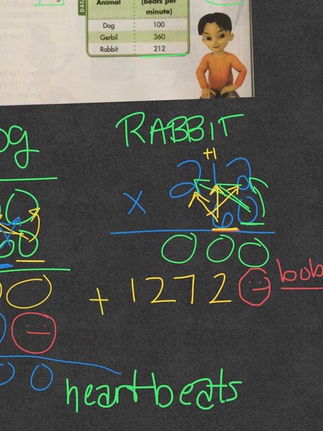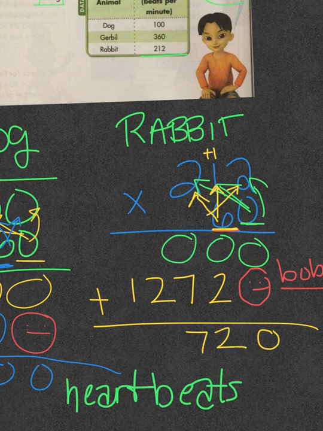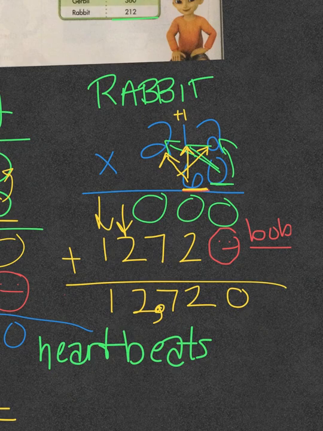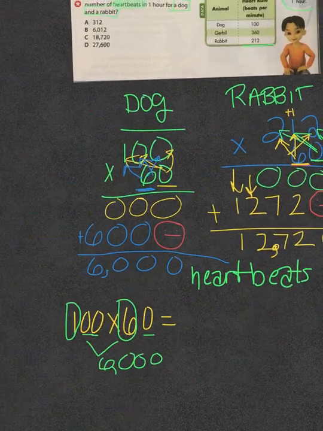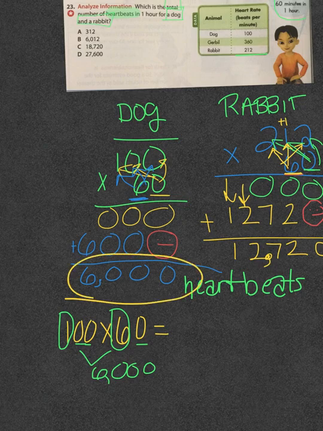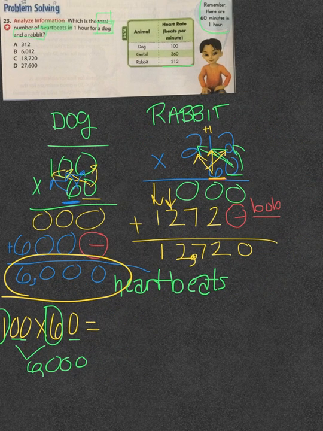Okay, so now we can add those bad boys together. 0 plus 0, 0 plus 2, 0 plus 7. 2 comes straight down, and the 1 comes straight down. My commas here. So I have 12,720 heartbeats for the rabbit. So now I have 2 answers. I have the dog heartbeats, and I have the rabbit heartbeats.